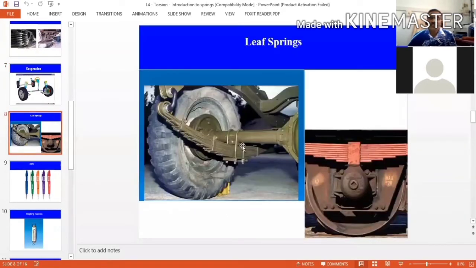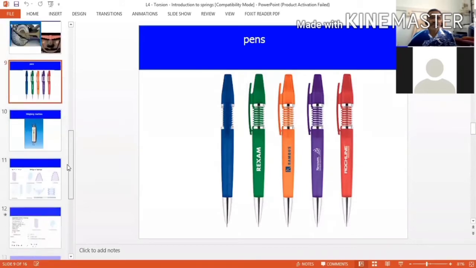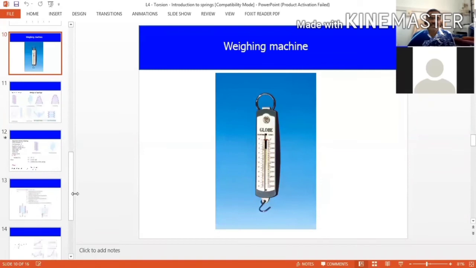So this is a leaf spring. This is another type of spring. This is used in heavy vehicles, buses and lorries. This is also used to absorb the heavy shocks. Now in pens, it is used for applying the force. Now the weighing machine. In the weighing machine also springs are used. Here it is used to measure the weight. So the purpose of the spring is to store energy, to absorb the shocks, to apply force, to measure the forces, measure the weights. Similarly, it is used for different applications, right?